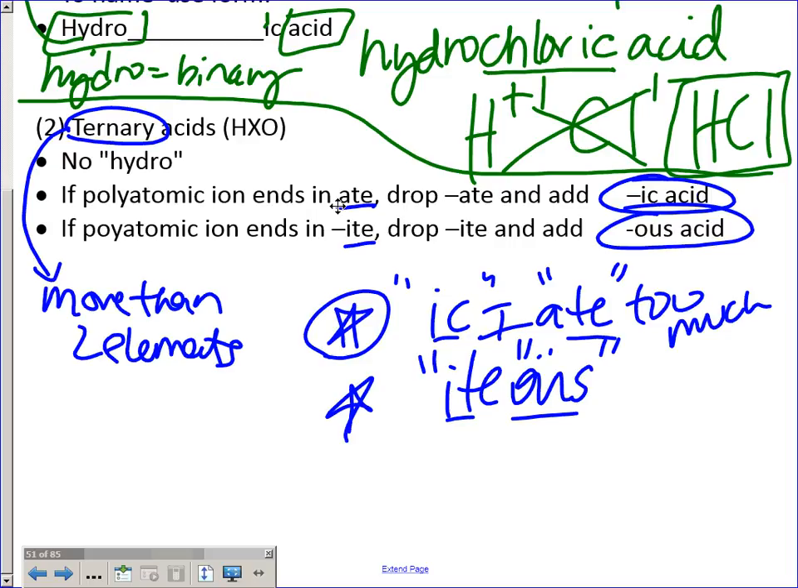Okay, so does this one, guys, does this one have an H in the front? Well, yes. Yes, I said that in that manner because it's an acid. It has to have an H in the front. Does it say hydro? No. So does hydro mean H? No. Hydro means binary. You guys are awesome.